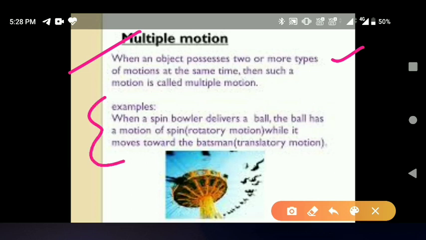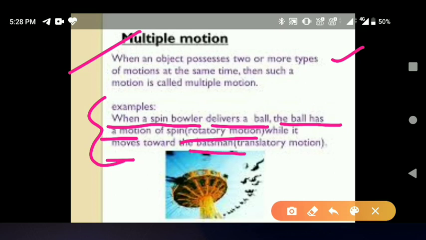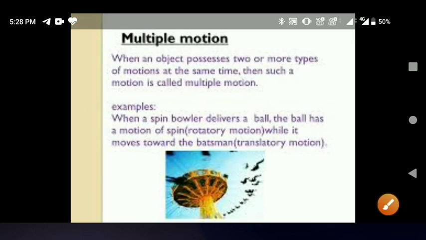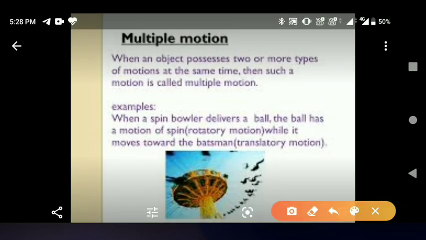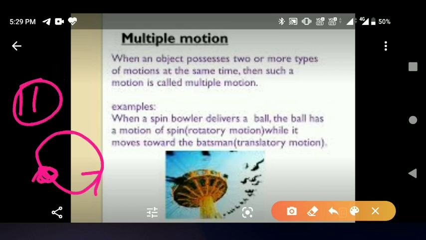One small example is when a spin bowler delivers a ball, it has a motion of spin, meaning rotary motion, while the ball moves towards the batsman in translatory motion. So at the same time the ball has both rotary as well as translatory motion. Another example is the earth, which is rotating on its own axis as well as revolving around the sun.